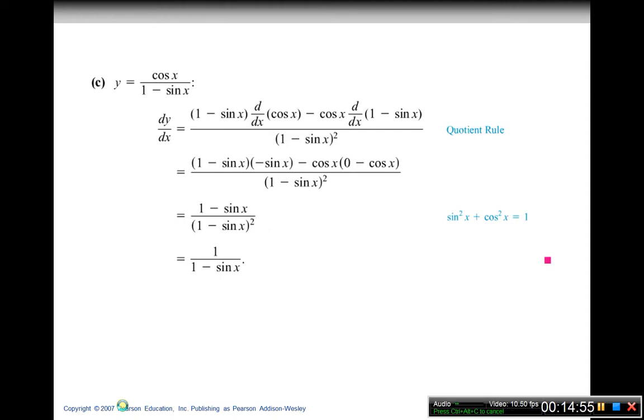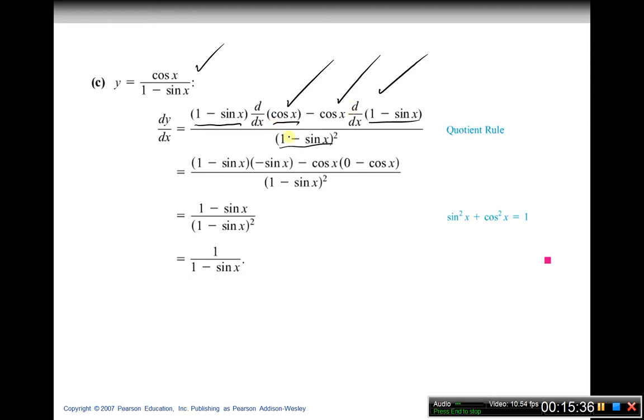Now, one slightly more complicated example is given here, where you have to use the quotient rule. We want to calculate the derivative of cosine of x divided by 1 minus sine of x. So it is the denominator, or the bottom, which is 1 minus sine of x, times the derivative of cosine of x, minus the top, which is cosine of x, times the derivative of the denominator, or bottom, divided by the bottom squared, which is 1 minus sine of x quantity squared.